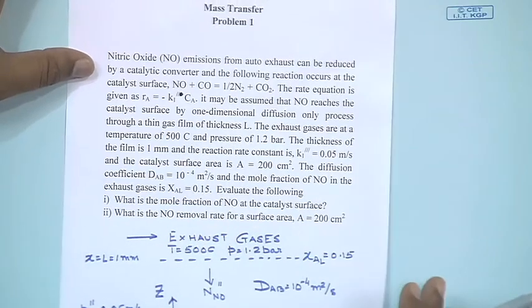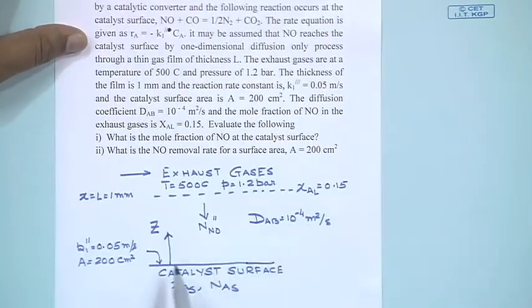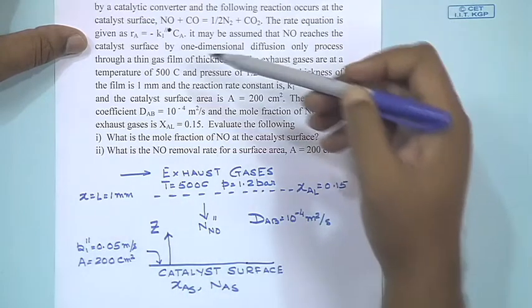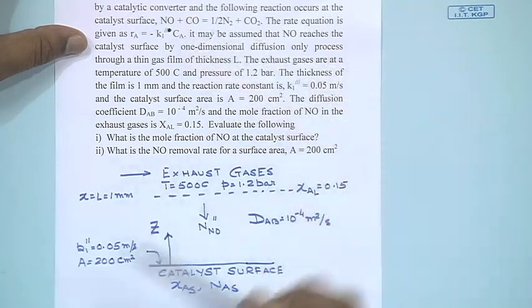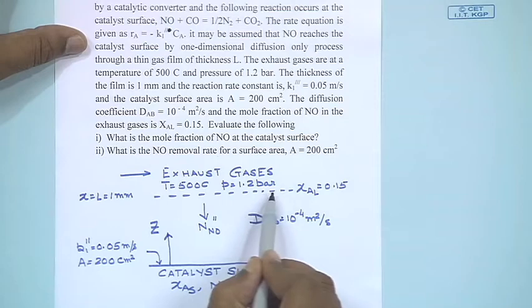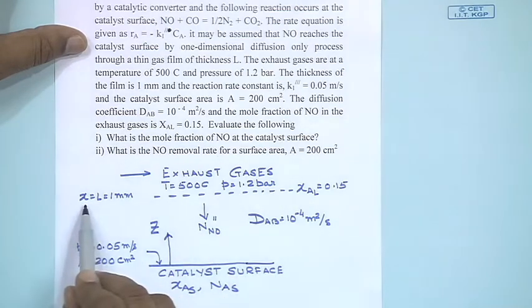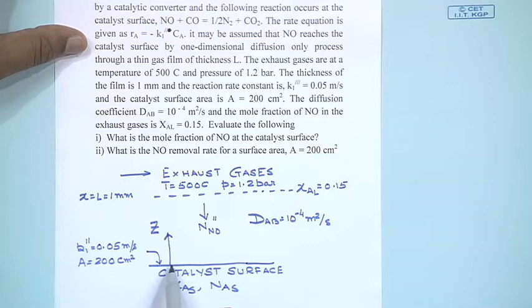of thickness L. So, if you can see this figure, we have a catalyst surface whose area is 200 centimeters square, and the reaction rate constant of this reaction, that is K1 double prime Ca, the reaction rate constant is 0.05 meter per second. And there is a thin film which is stagnant, whose thickness is 1 millimeter, and Z is denoted from the catalyst surface. It is measured from the catalyst surface. So, the molar flux of nitric oxide tries to reach the catalyst surface by a one-dimensional diffusion process.